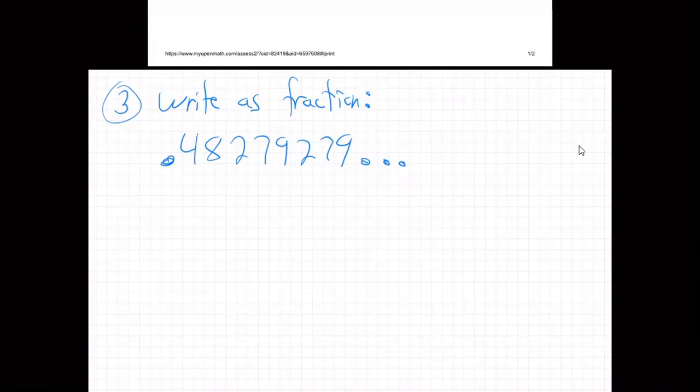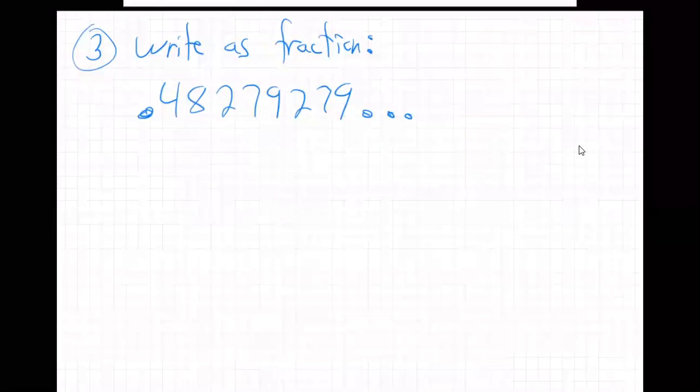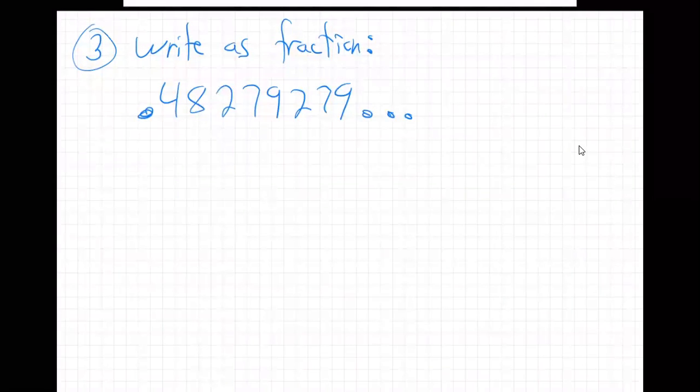Here's number 3. Let's try this one. Write this as a fraction. So how do we take that repeating decimal? You can see that it repeats the 279, 279 forever. So how do we write that as a fraction? Let's go through the steps.